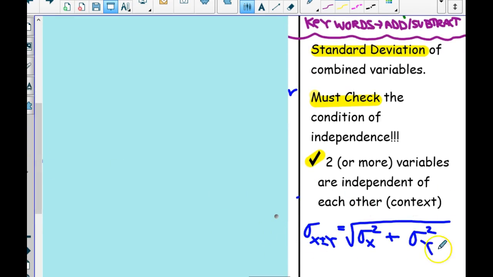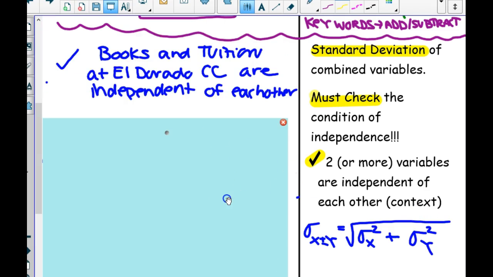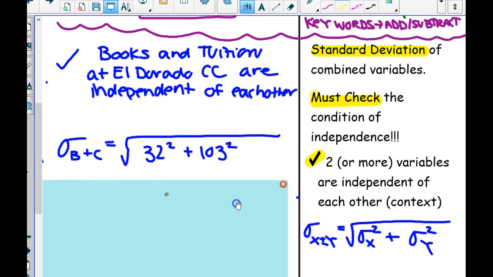Here is the formula. So make sure that you write this down in your notes. The standard deviation of whether you're adding the distributions together or you're subtracting. So finding the sum of the books plus the total cost, or finding the difference between Mr. Jans and my class. Doesn't matter. You take the standard deviation of the first distribution and square it, the standard deviation of the second distribution and square it, and you add it together, and then you take the square root of the whole thing. Okay. So we checked books and tuition at El Dorado Community College are independent of each other.